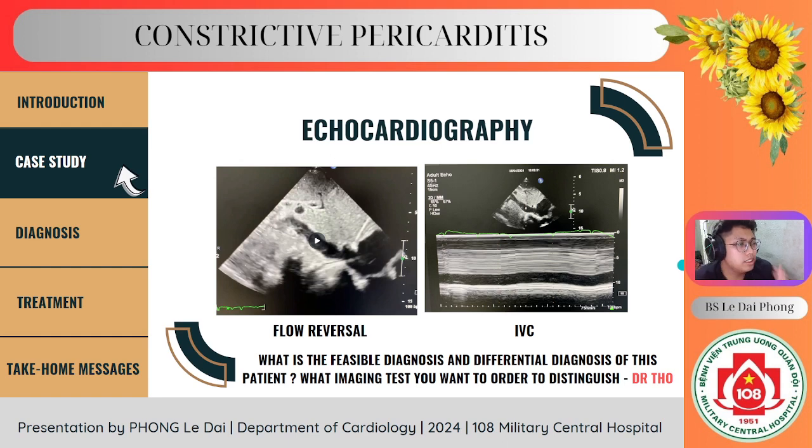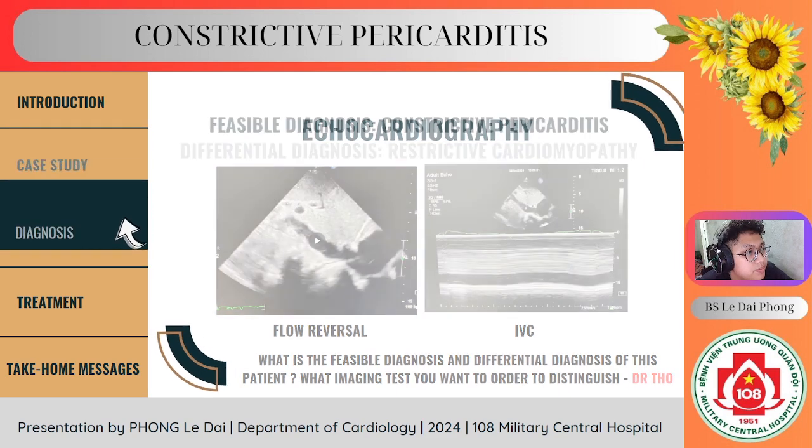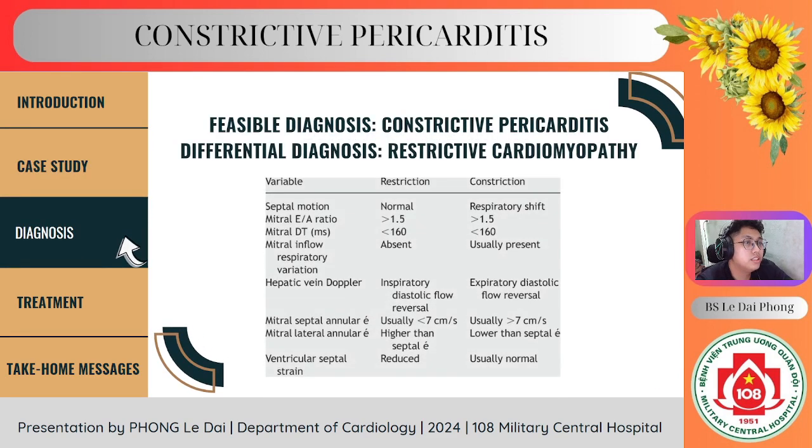So what is the feasible diagnosis and differential diagnosis of this patient? What imaging test would you order to distinguish? So the feasible diagnosis is constrictive pericarditis, and my differential diagnosis is restrictive cardiomyopathy.